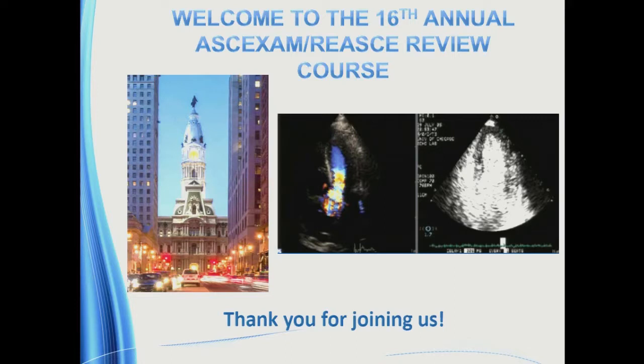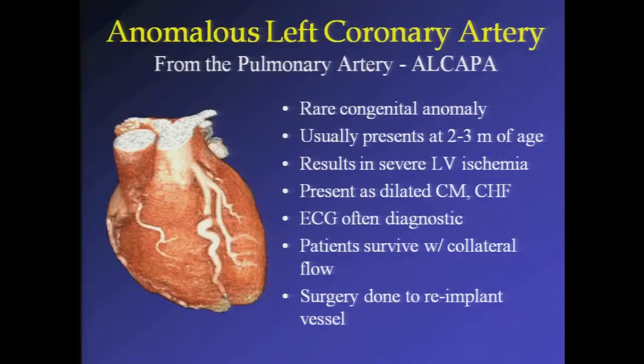Okay, let me just go over a couple more quick ones. These are both entities that have appeared on the exam in the past. One disease entity that has appeared on the exam in the past is that of anomalous left coronary artery arising from the pulmonary artery. This is also known as ALCAPA.